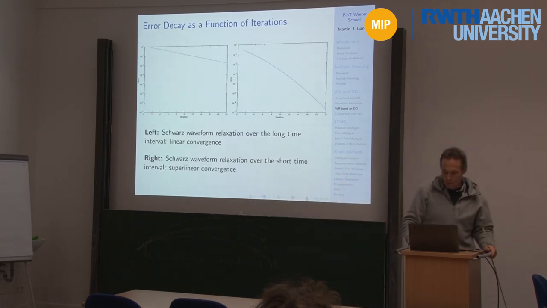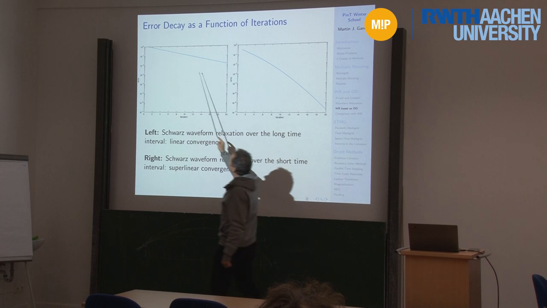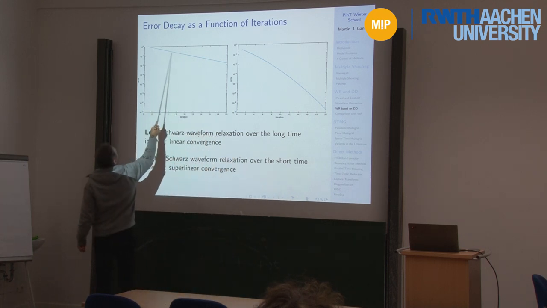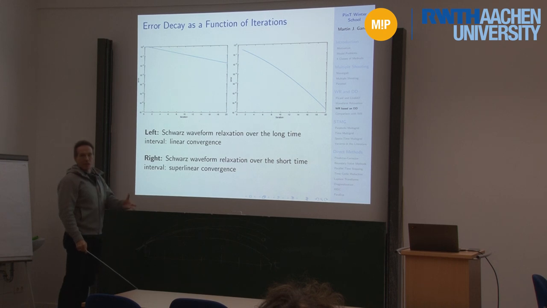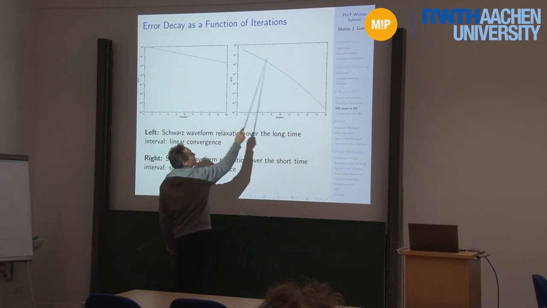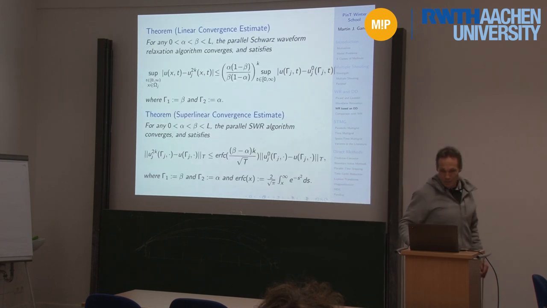And I was working on this in my thesis, and I proved these two convergence results. So it has a linear convergence rate. It's a linear estimate. So if you are on a long time interval, it contracts linearly. And if you're on a short interval, you contract superlinearly. I can give the rates in formulas. So this is the linear convergence estimate.